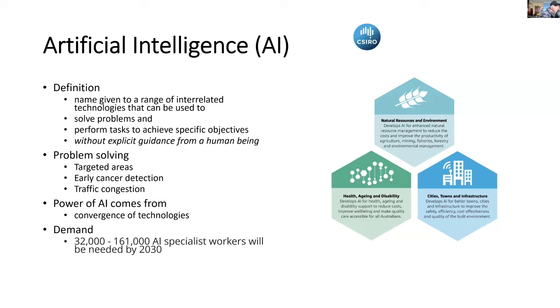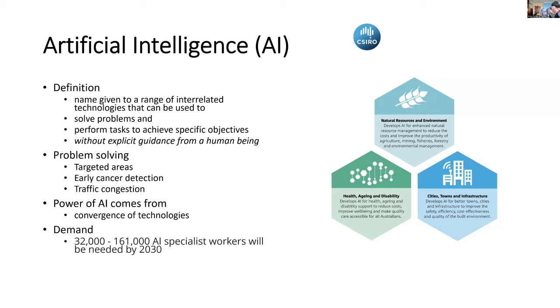But the CSIRO are using artificial intelligence and learning about it in targeted areas. So it's a problem-solving approach. An example could be improving the early detection of cancer and diagnosis. And also, the CSIRO are working on traffic congestion problems. And the key thing is that it's a combination of various technologies and academic studies, including using mathematics and statistics.